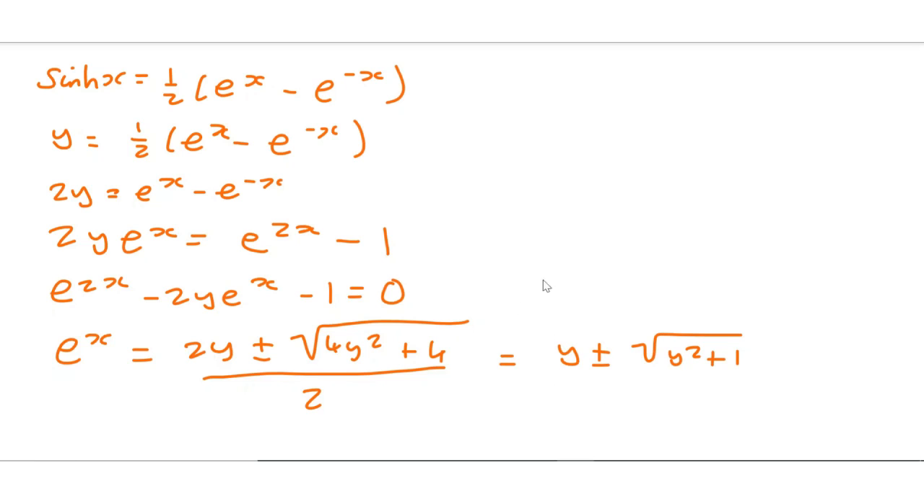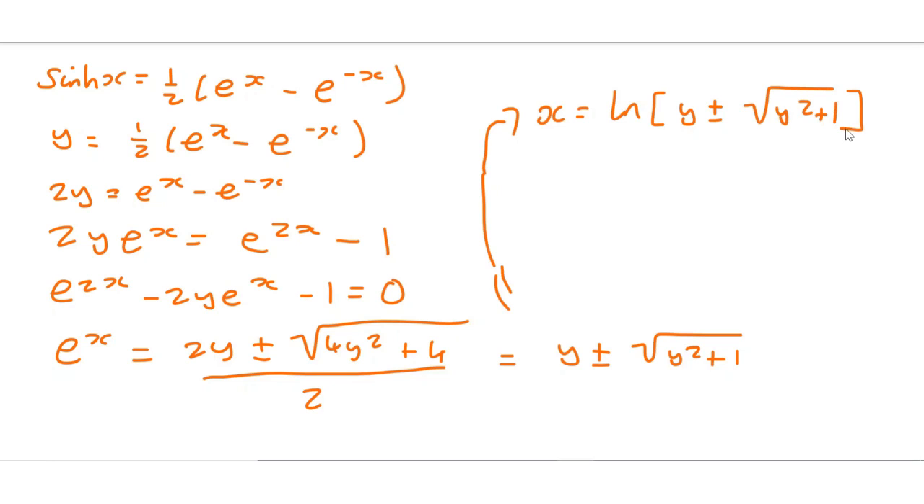If we take natural logs on both sides, because that's the opposite of e to the x, we get x is equal to ln(y plus or minus the square root of y squared plus 1). But of course this doesn't make sense for inverse functions. Inverse functions have to be unique, and we can't have this plus or minus. So we've either done something wrong here, or one of these isn't valid for some reason.